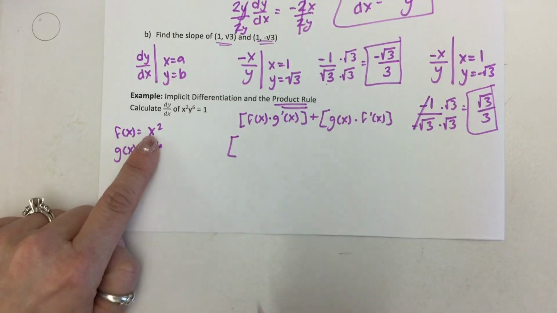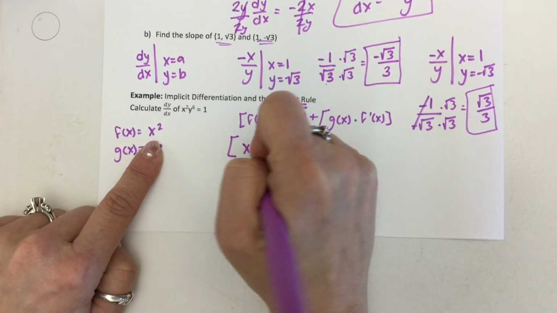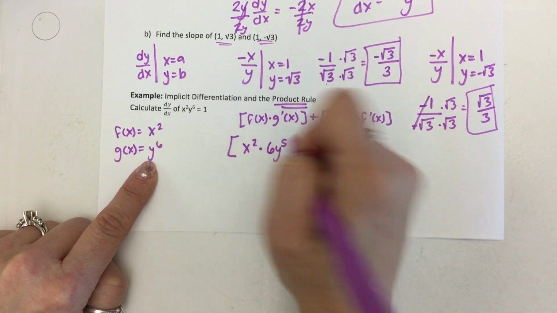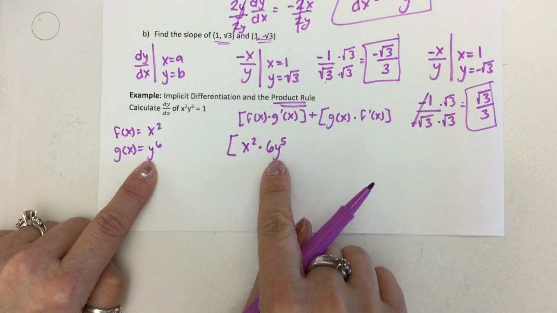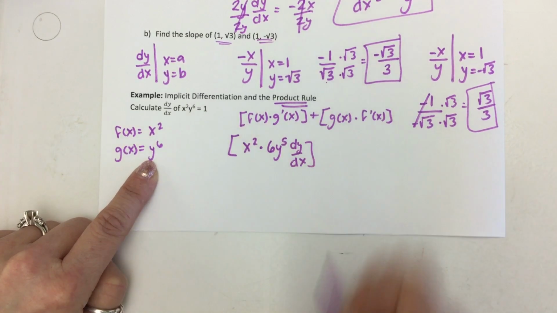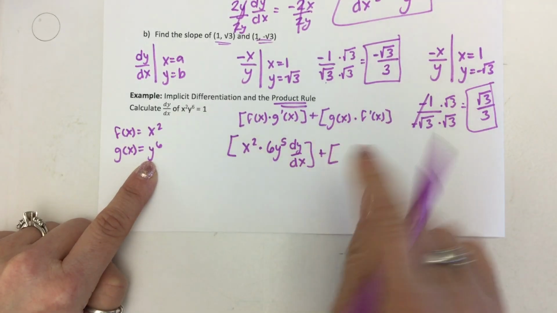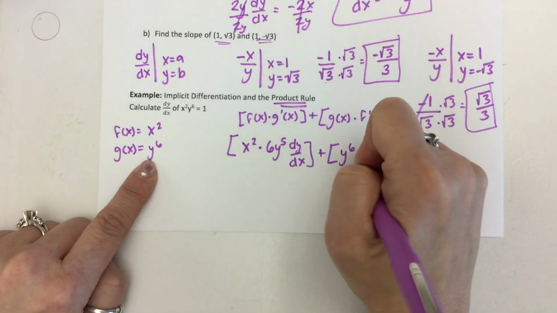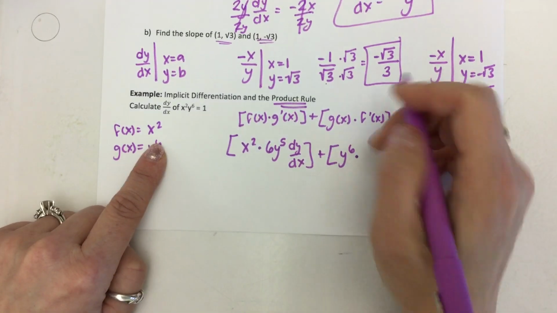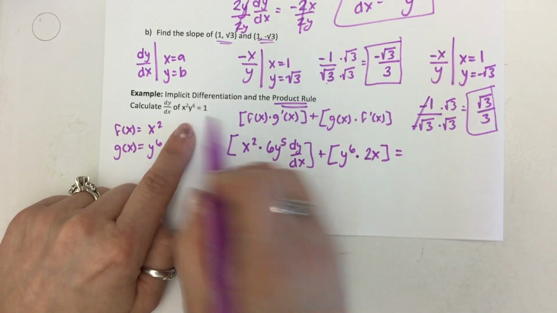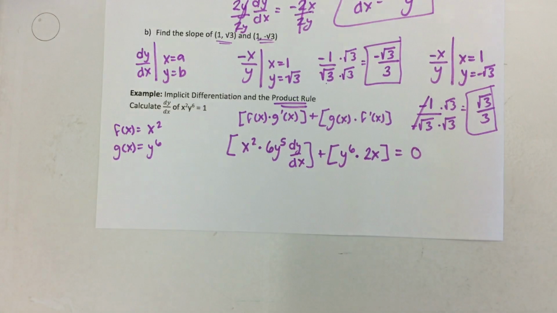So I keep f of x the same, so that's x squared, times the derivative of g of x. That is 6y to the power 5. Guess what? I just took the derivative of a y, so it's connected to dy over dx. Plus, now I keep g of x the same, so that's y to the power of 6, times the derivative of f of x. That's 2x. Equals, now this is equals 1. The derivative of 1 is 0. So you go ahead and find derivatives of everything.